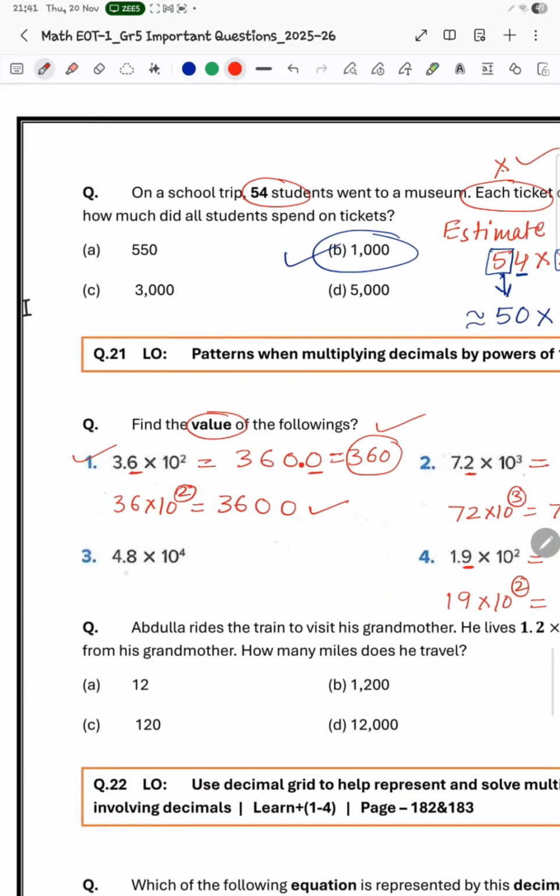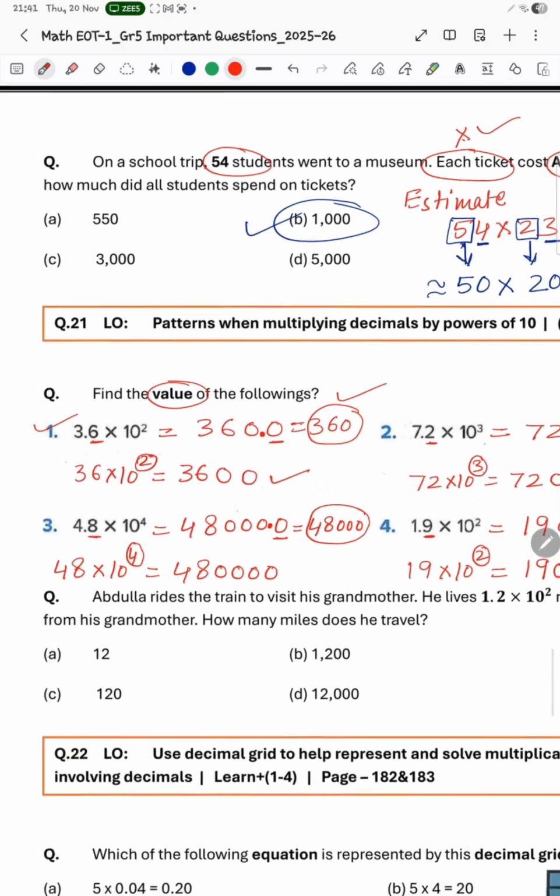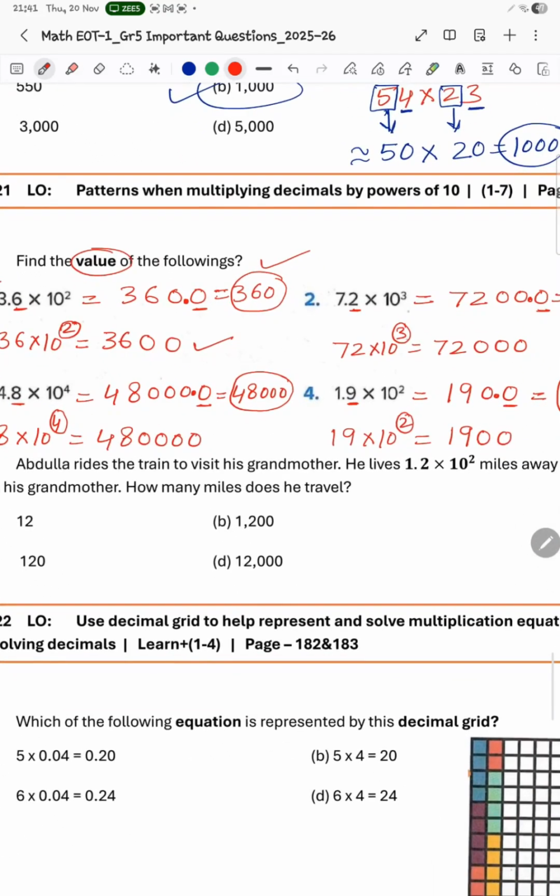Same here. Ignore the dot. 48 times 10 power 4. That means 4 zeros I have to put after 48. So 1, 2, 3, 4. Now the answer will have the same digits. Now after one place I will put my dot. So my correct answer will be 48,000. Be very, very careful while doing these questions because this will definitely come in your exam.